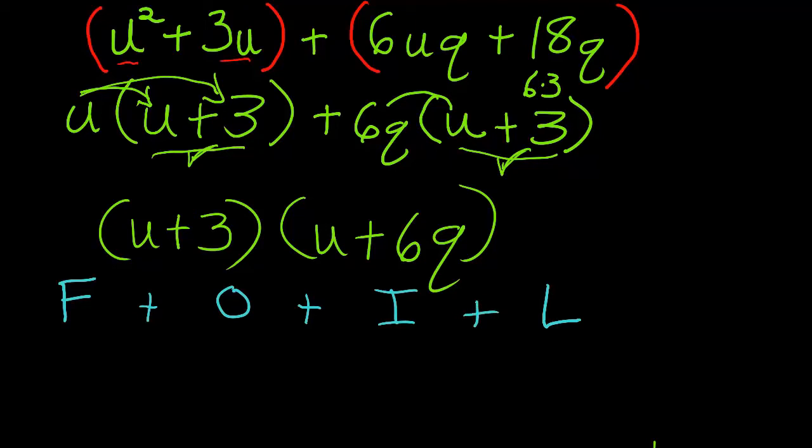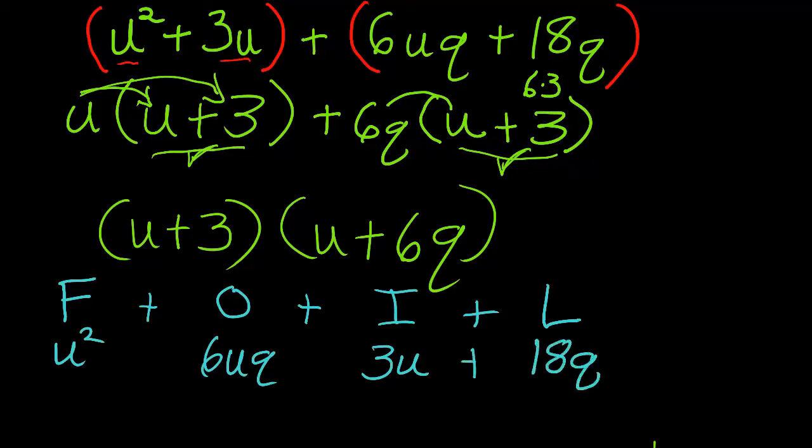So now, first is going to be u times u. That's u squared. Outside is going to be u times 6q. So that's going to be 6uq. Or actually, it should be 6qu. But, oh well. And then inside is going to be 3u. And last is going to be 3 times 6 times q, which will be 18q. And of course, we're adding these terms.